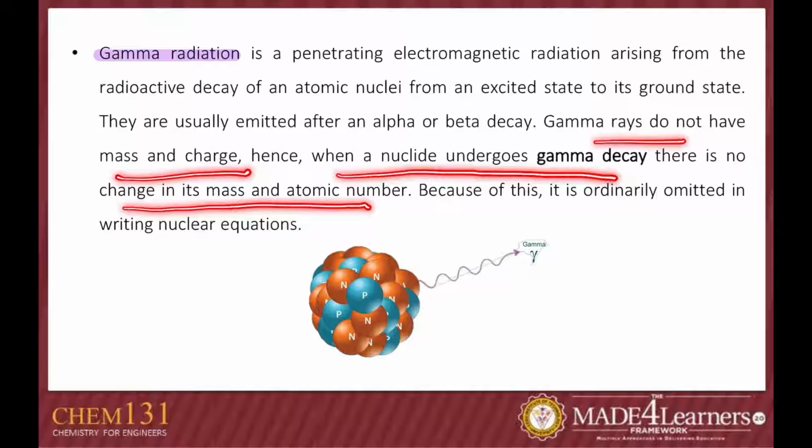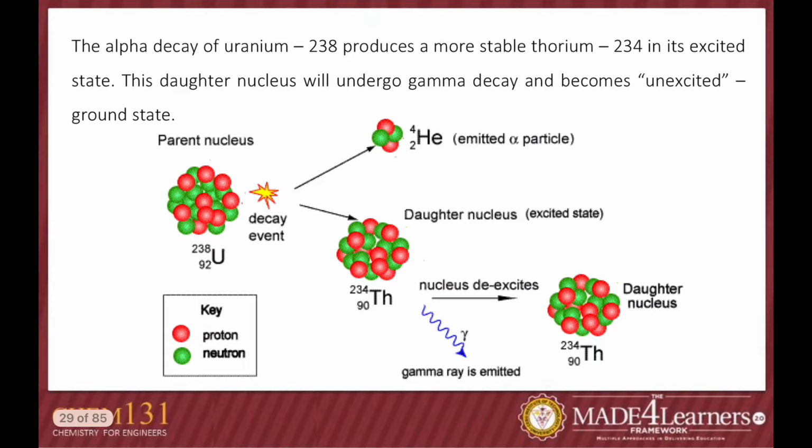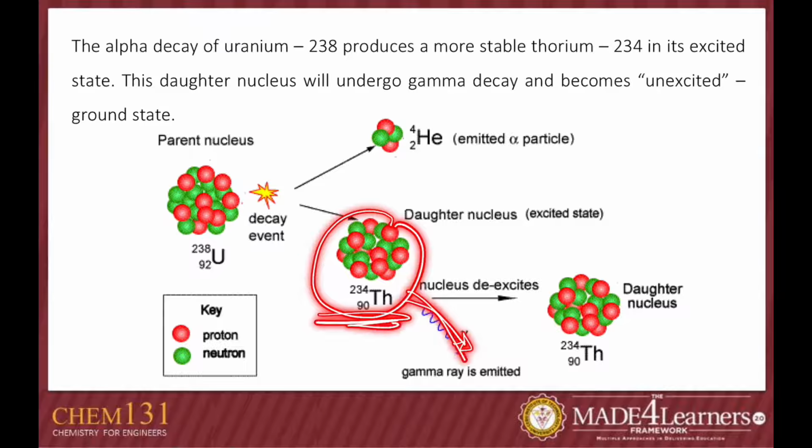And because of this, what might change is its atomic number, but ordinarily it is not included in writing nuclear equations. Because of this, it is ordinarily omitted in writing nuclear equations. So, earlier, uranium-238 produced thorium-234. After the alpha decay, it still releases gamma radiation. So, it is still in an excited state. It releases gamma radiation and de-excites.